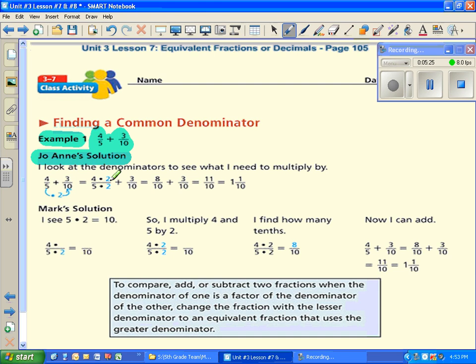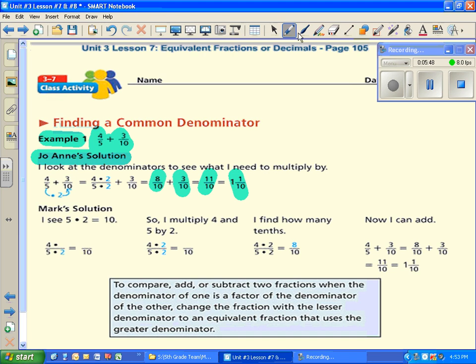So what you do to your bottom number, you must do to your top. So 5 times 2 is 10, and 4 times 2 would be 8, plus the 3/10 you have already. So you have 8/10 plus 3/10 is 11/10, and then you have to change your improper fraction into a mixed number. That's just one way of doing it.